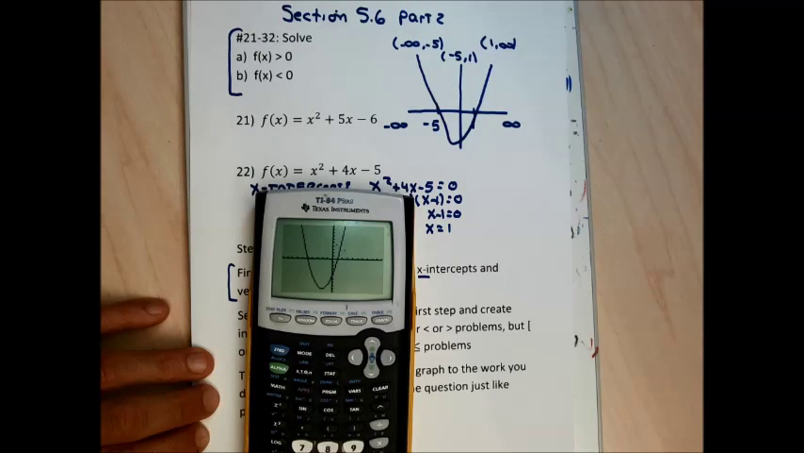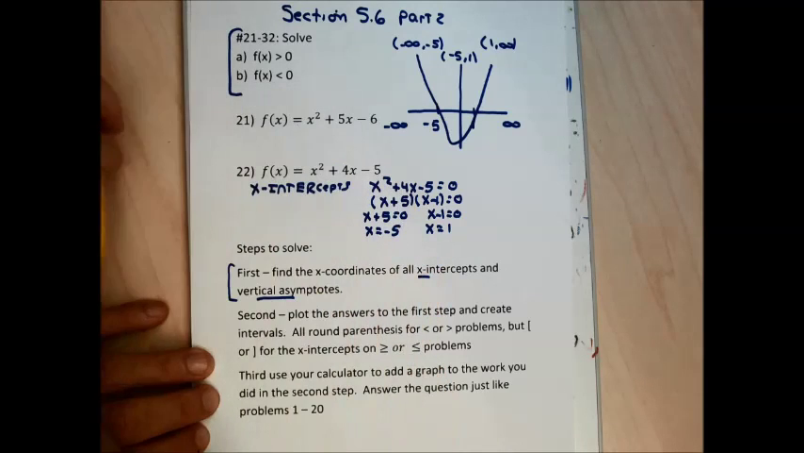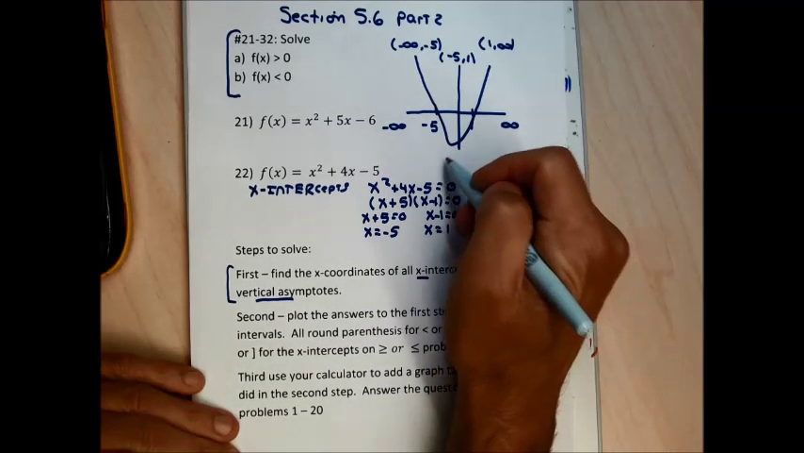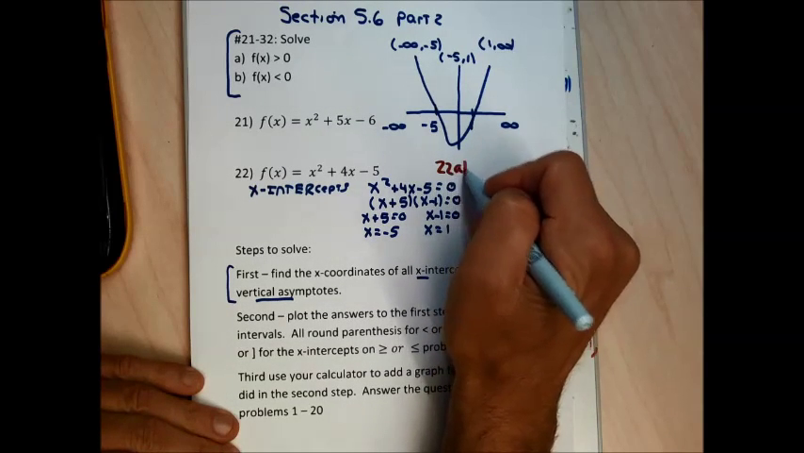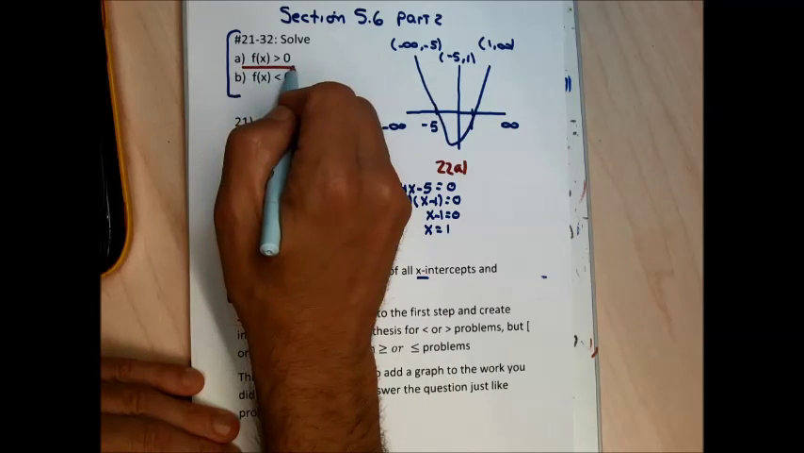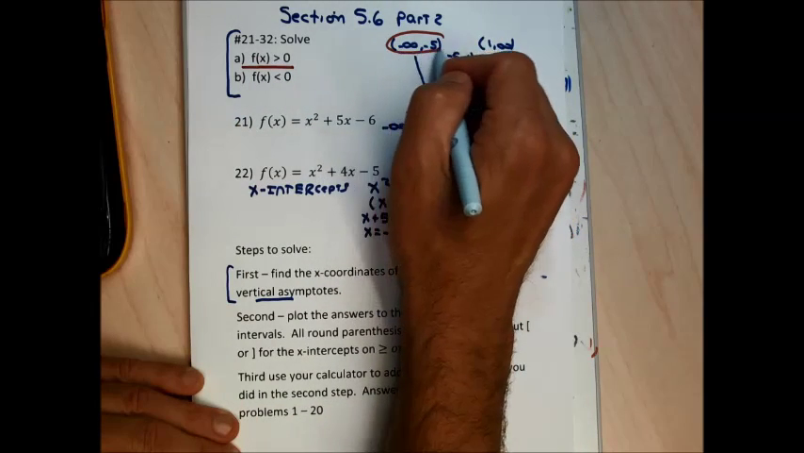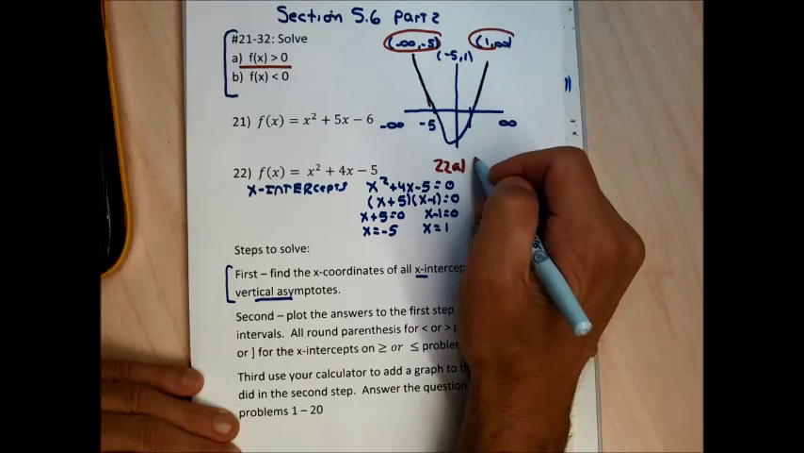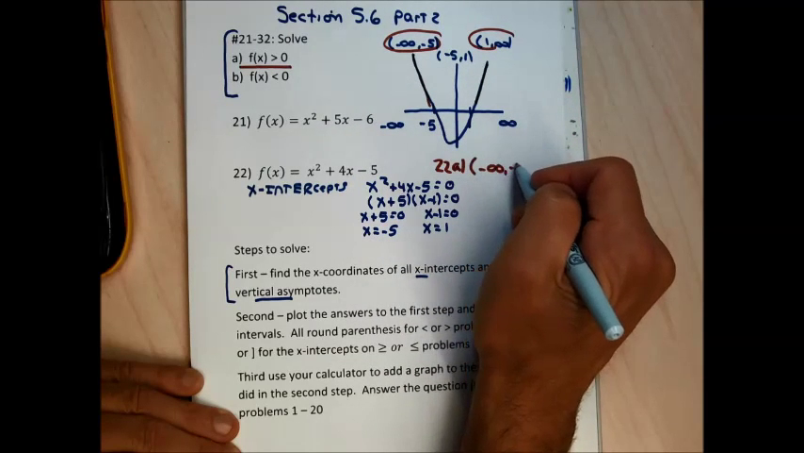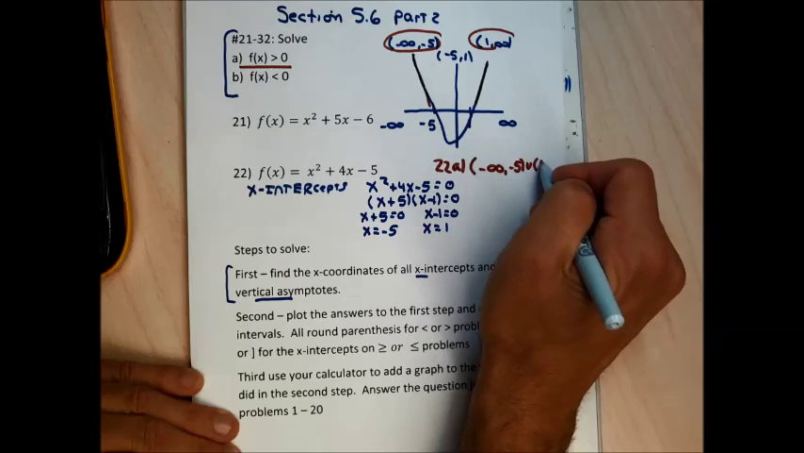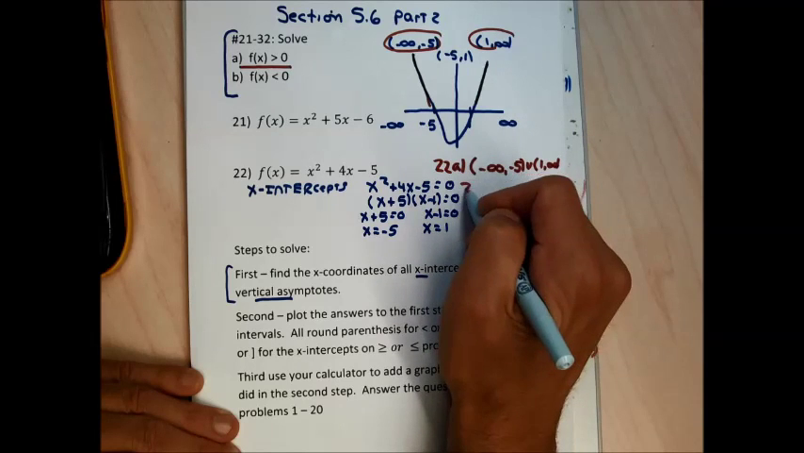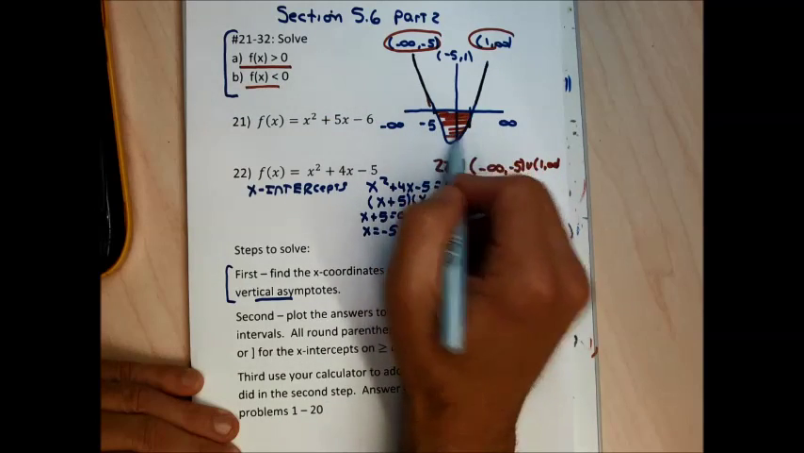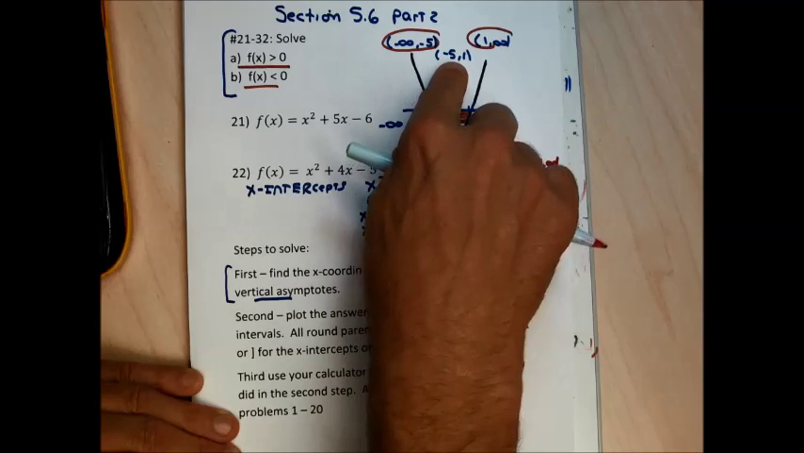Now I should be able to answer the question exactly the same way that I did the first 20 problems, actually. So when I go to do part 22a, the regions that are going to be above the x-axis where the y's are positive would be that region and that region, because that corresponds to those two parts. So 22a is going to have the intervals from negative infinity to negative 5 and positive 1 to infinity. 22b wants the region where the graph is beneath the x-axis. That's going to be that portion of the graph which corresponds to the interval negative 5 to 1.